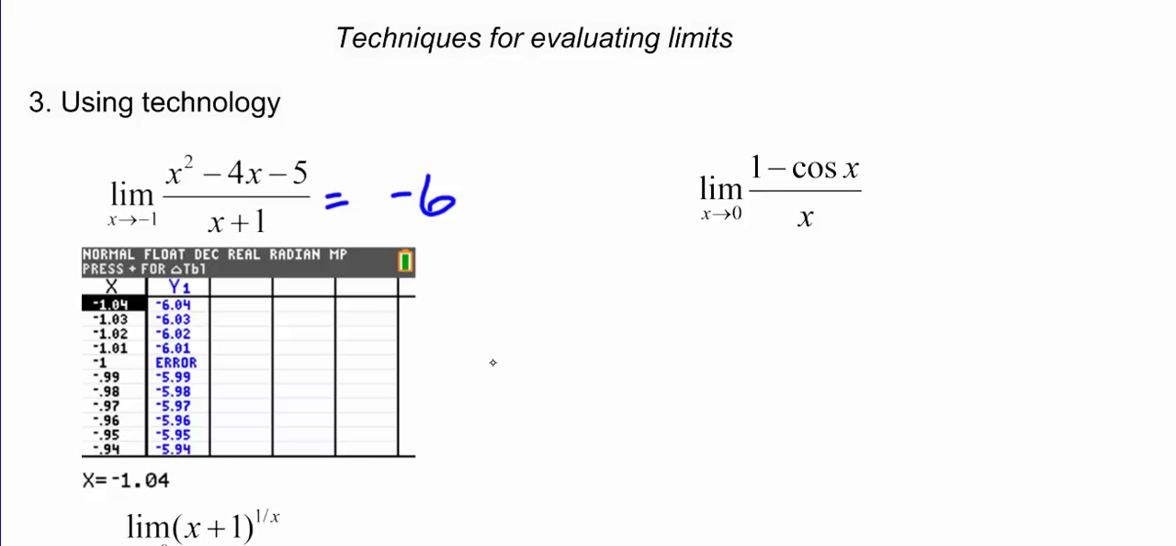All right, why don't you guys do this second problem, the limit of 1 minus cosine of x over x. Do the second problem on your own and see if your answer agrees with me.